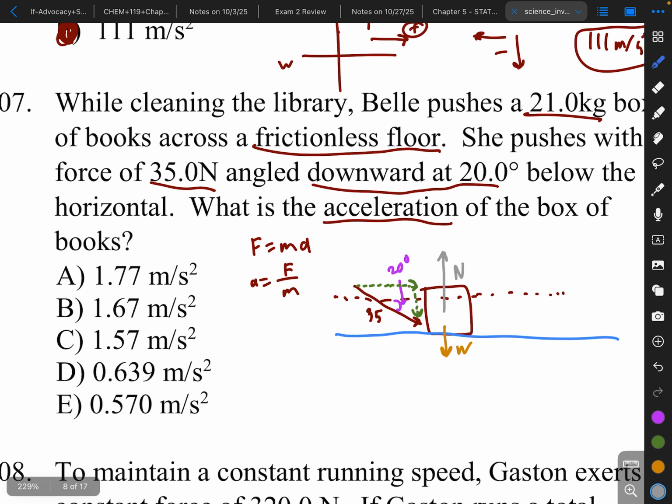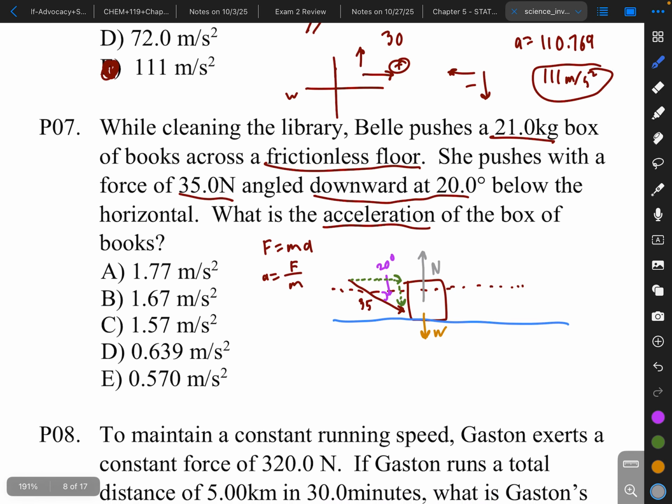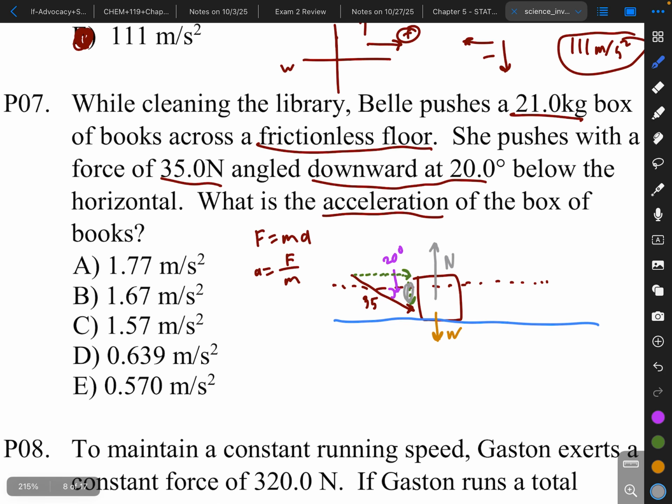But that concept doesn't really matter now because there's no friction. In a case with friction, I might go over that in another video where they will add friction, but now that there's no friction, we don't need to worry about all that. Just note that the vertical component right here does not matter. What matters is the horizontal component.